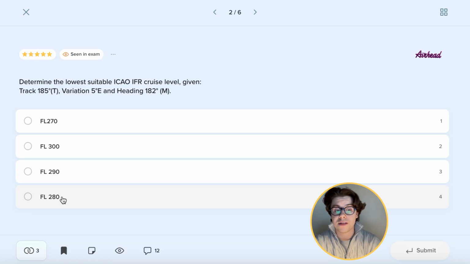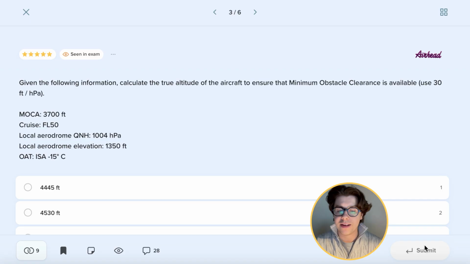So these flight levels starting from 290 will always be odd. So in this case, flight level 280 will be the correct answer. And now going into question number 3. So this will be some simple altimetry.